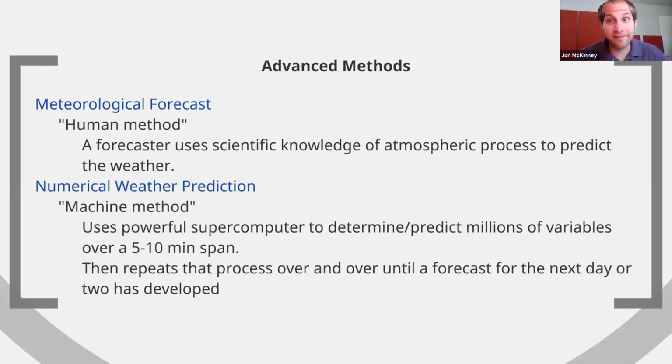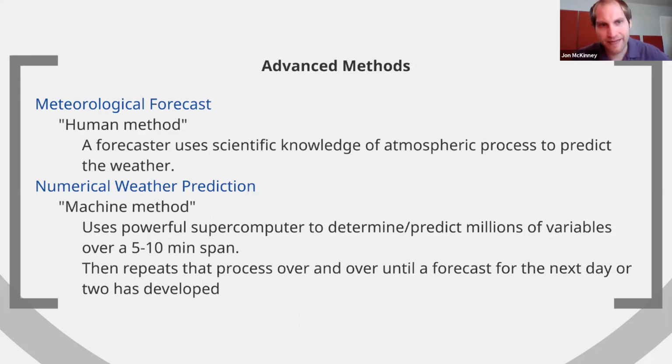Advanced methods. Now we're talking meteorological forecast. That would be the human method. A forecaster uses scientific knowledge of the atmospheric process to predict the weather. That's what the weatherman's doing. Every station has their own weatherman, and they're trying to predict what's going to happen. Meteorological forecast.